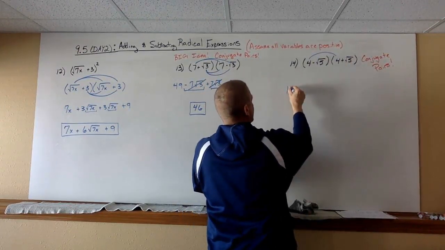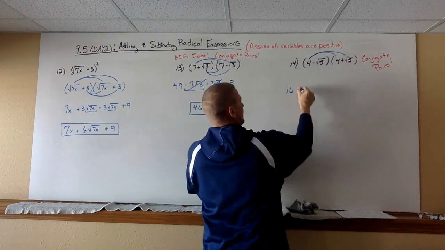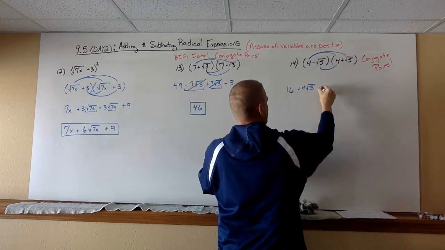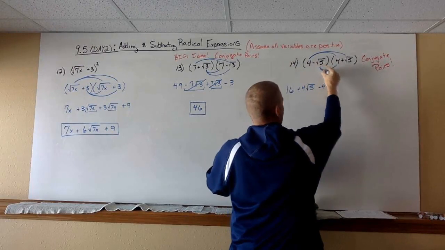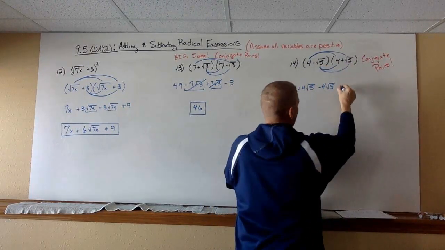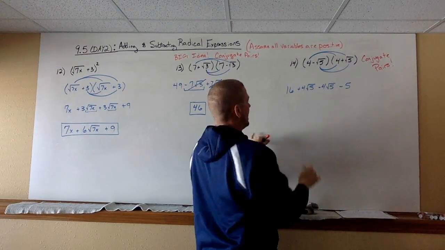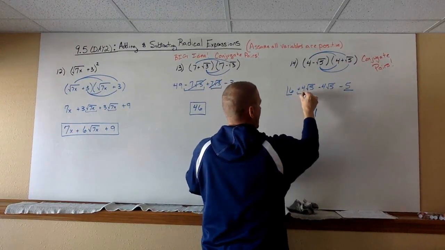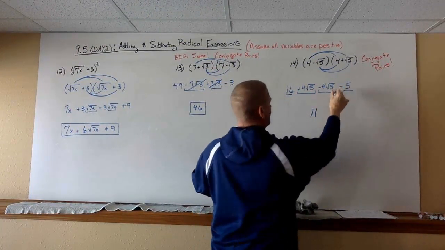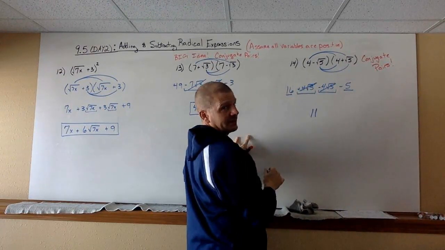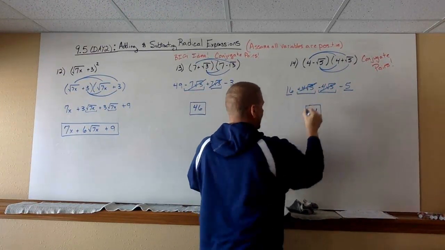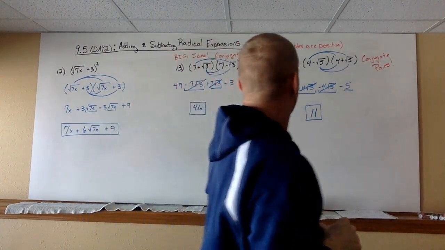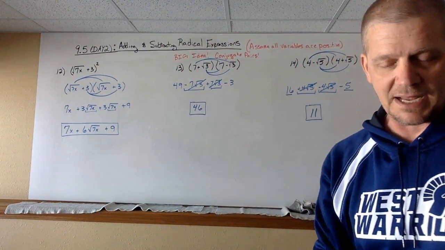4 times 4, 16. 4 times square root of 5 plus 4 root 5. Negative root 5 times 4 minus 4 root 5. Negative root 5 times positive root 5, negative 5. Combine like terms, 16 minus 5, that's 11. Positive 4 root 5 minus 4 root 5, they wipe each other out, and I just get a number in the end. Okay? Big topic. We will be coming back to number 13 and 14 tomorrow as a big idea.